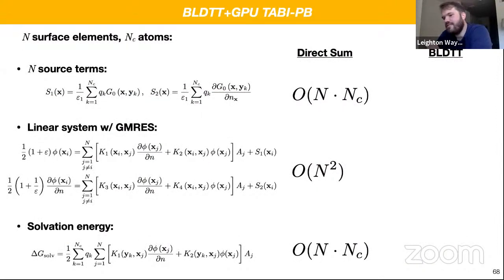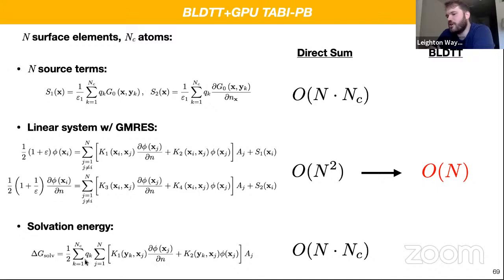Now, one thing that you'll notice about this, I made reference earlier to computing the source terms and computing solvation energy. What I showed you so far, and for a long time, we were only concerned with this piece, right? We have this matrix vector product we have to do to solve this GMRES linear system. We want to turn this O of n squared into O of n.